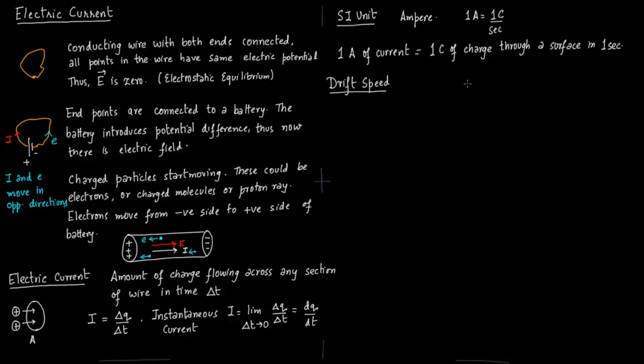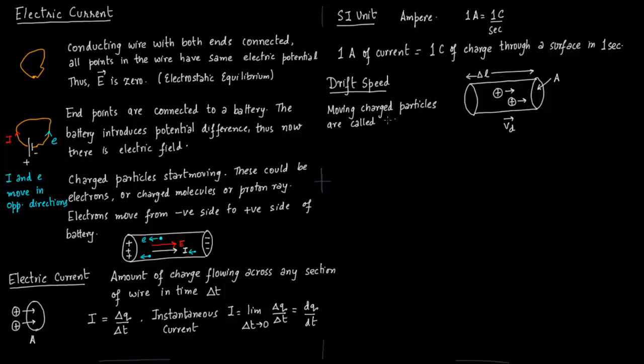Now we talk about drift speed. So say again you have a wire, and this wire is of length delta L. It has a cross section area A, and we are just denoting positive charges moving in it. So we want to calculate Vd, the drift speed of the positive charge. You could also think of it as negative charge. You just reverse the direction of the drift speed. So nothing important about it. Moving charged particles are called charge carriers. Again, this could be electrons or charged molecules.